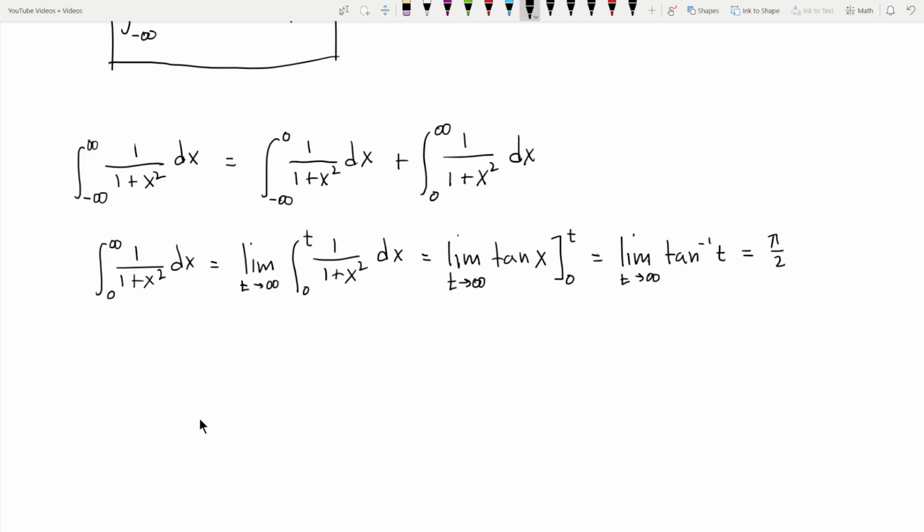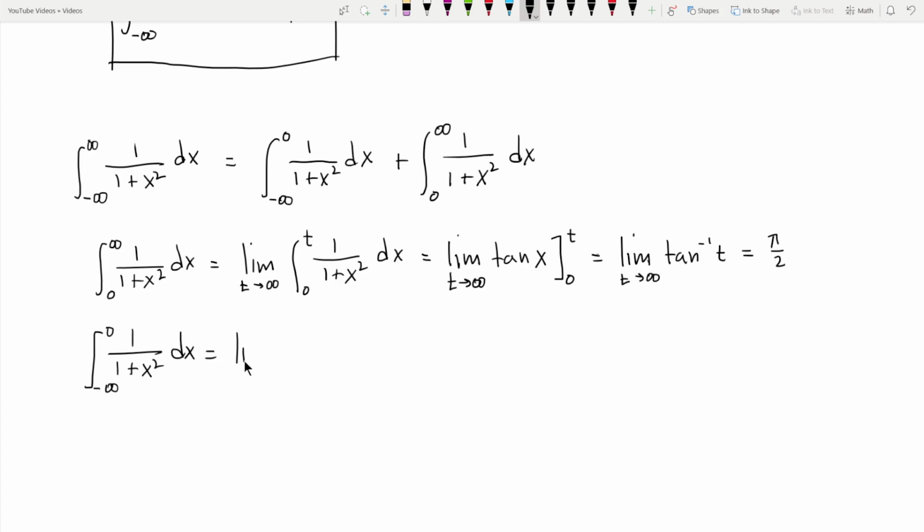All right, so now we should expect, if this is an even function, that the other side will be the same. So we're just going to verify that. The second side is the integral from negative infinity to 0 of 1 over 1 plus x squared dx.